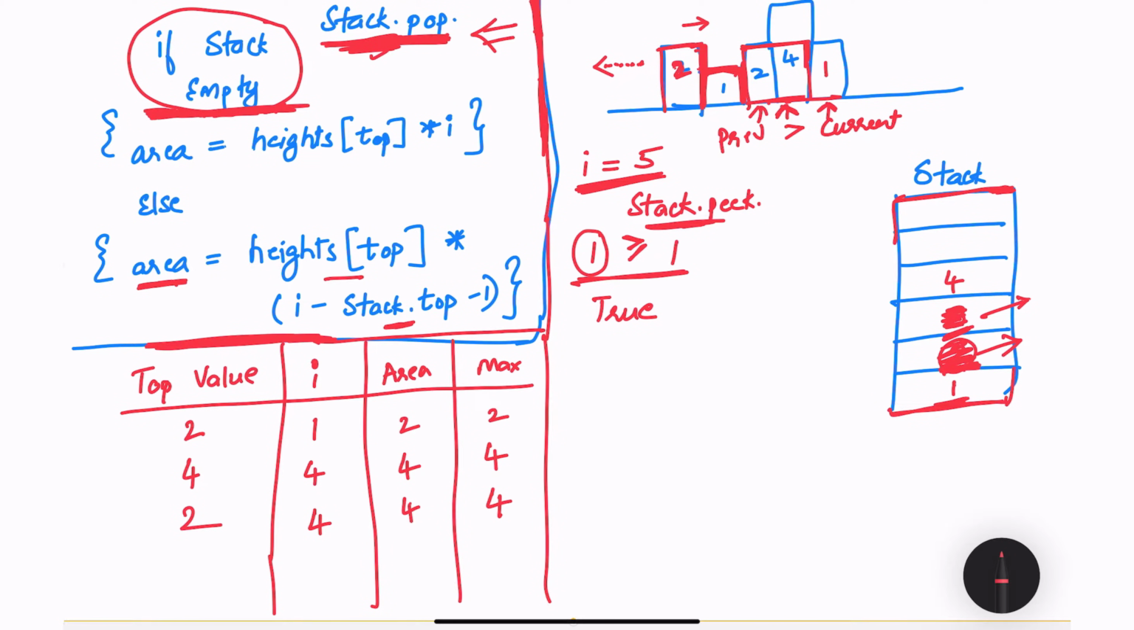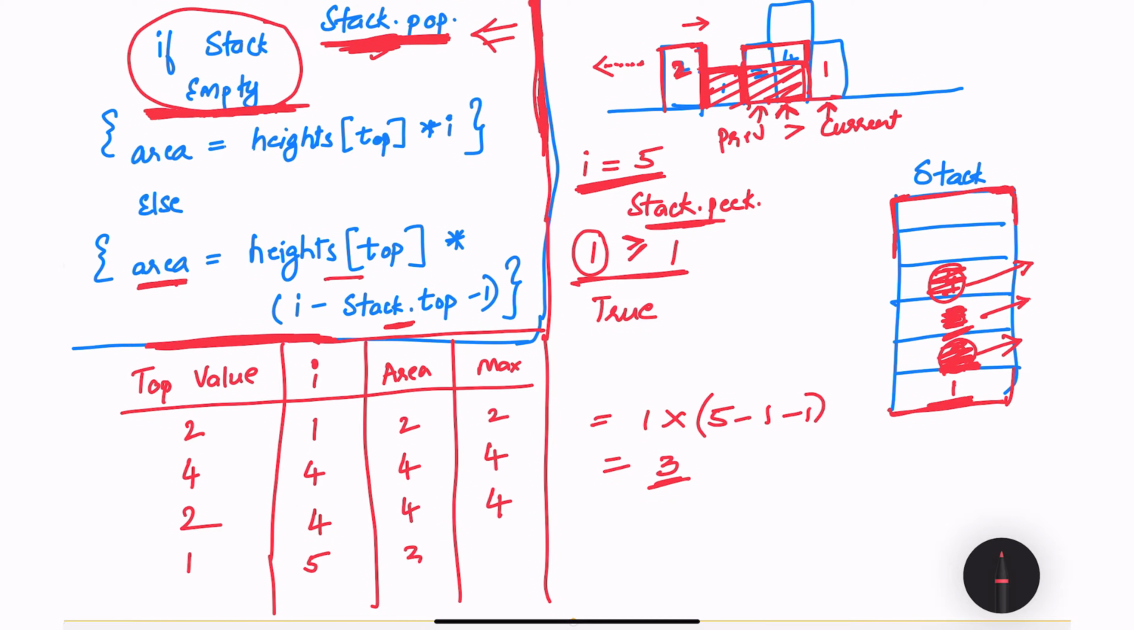Just like before, we need to check if my stack contains any entries. It does have an entry. So we will execute this formula. So I will do a stack.pop. So the last value is 4. I will move it out. So the new entry at the top would be 1. My I is 5. So the area would be 1 into 5 minus 1 minus 1. So the result will be 3. Here we are now covering this part.